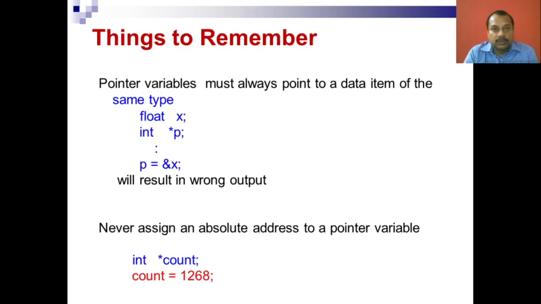When there is no compilation error, from the compiler's point of view either there is no problem or the compiler is not able to understand your logic. But if it is a mistake, it can be in the logical step also, so it is entirely your responsibility to look after that. Never assign an absolute address to a pointer variable. So with int star count, do not write count equals 1268. That is also not allowed.